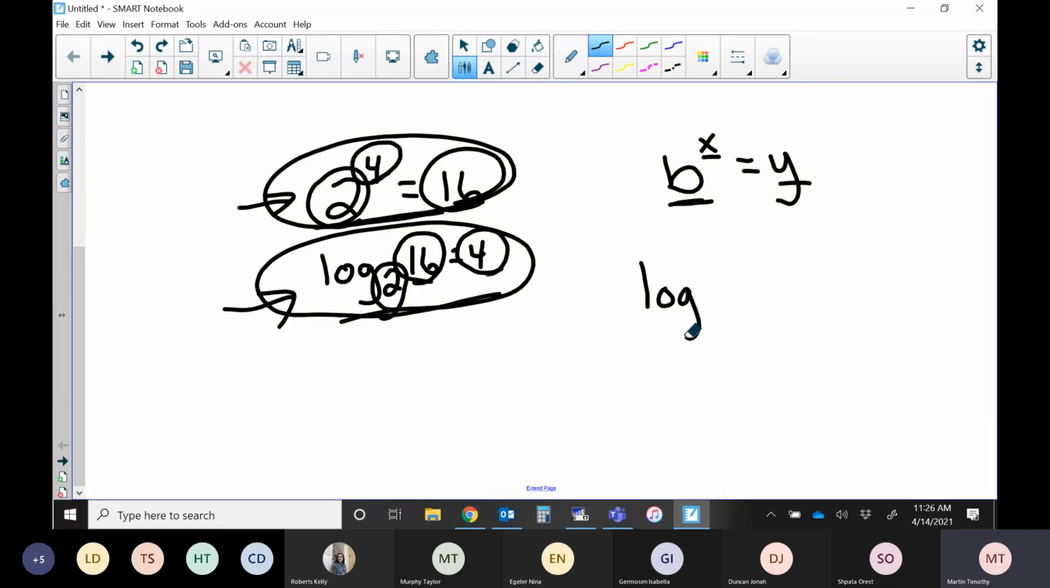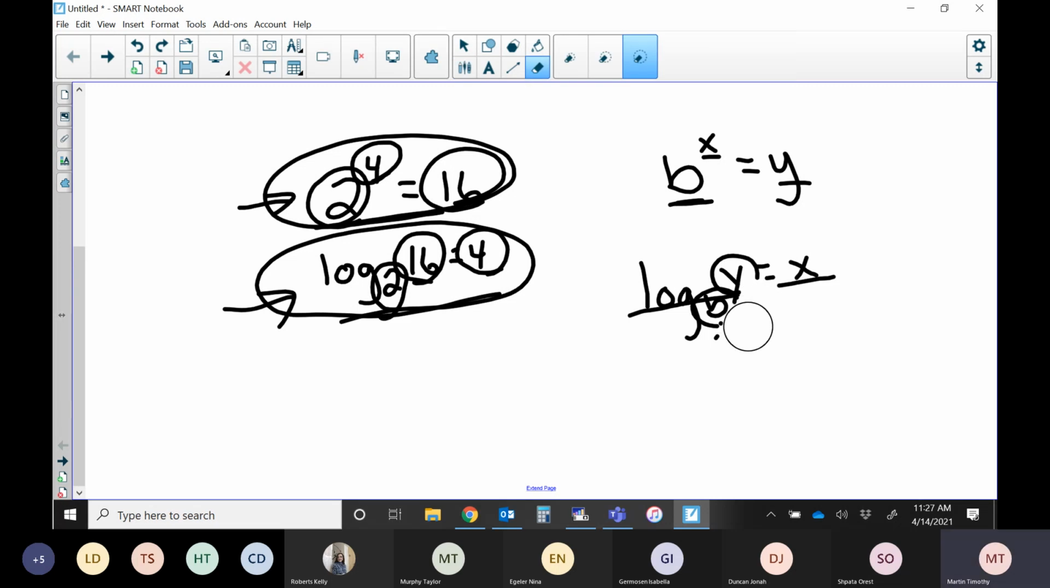Can someone help me out? Try it. Log and then b to the y equals x. So it's actually, yes, you're right, but we say it's actually log base b of y equals x. So this is actually the number. This is actually the subscript. So y is not to a power here. So don't think of this as b to the y power. It's not. b is actually a subscript. Does that kind of make sense so far?